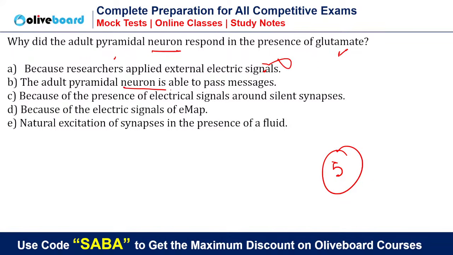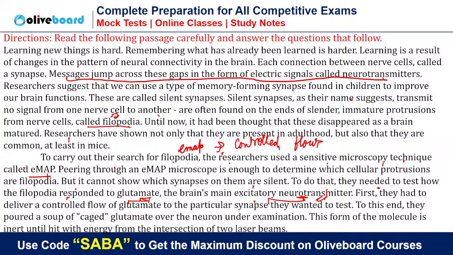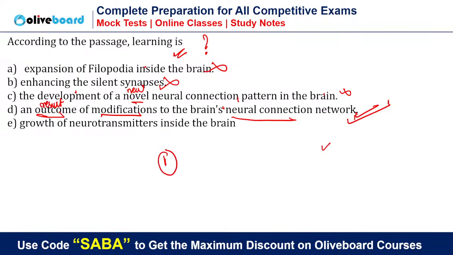The adult pyramidal neuron is able to pass messages. How will we get this? Is it correct? B. Somebody said B also, no? Messages jump across these gaps in the form of electric signals called neurotransmitters. Research suggests that we can use a type of memory forming synapse found in children to improve our brain functions. Researchers needed to test how philopodia responded to glutamate. First, they had to deliver a controlled flow. I think the answer we are getting here only.